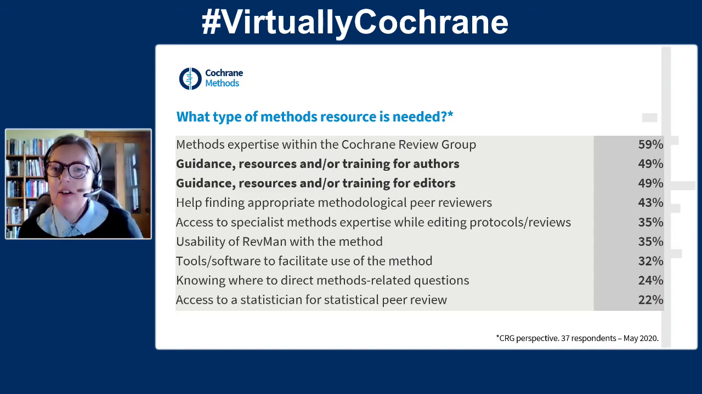Just going back to this survey we did last year, we asked what types of methods resource were needed, and the highest ranking answers were around expertise within Cochrane review groups, but also guidance, resources and training for authors and for editors was talked about. And I'm going to talk a little bit about how we're developing guidance within the MSU and collaborating with our editors.